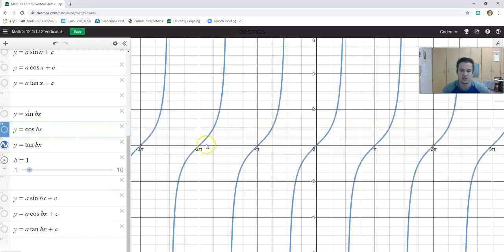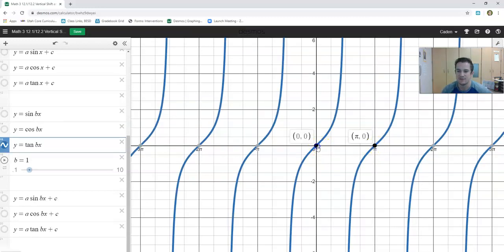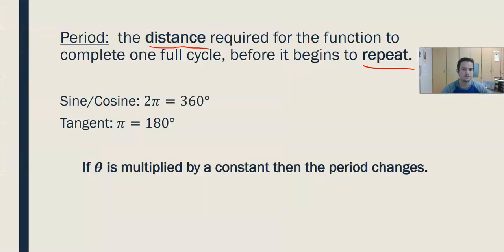For a tangent function, it's slightly different. It takes pi radians or 180 degrees for it to repeat itself. You can kind of identify that from each of these points. It starts at 0, 0, pi 0, then 2 pi 0, 3 pi 0. Every pi radians or every 180 degrees, that tangent function will repeat itself. So right here I have my sine and cosine period is either 2 pi or 360 degrees, and tangent period is pi, equal to 180 degrees.